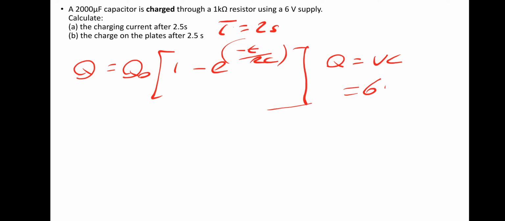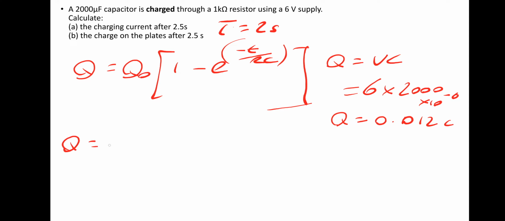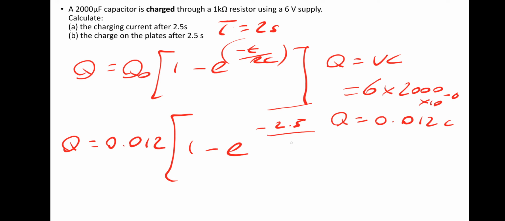So voltage is 6 multiplied by the capacitance of 2000 times 10 to the minus 6. That gives a maximum charge of 0.012 coulombs. So now let's use this equation. Charge is equal to max charge 0.012, brackets, 1 minus e to the minus t, so it's minus 2.5 divided by the time constant of 2. If you put that in your calculator, that will give you a charge equal to 8.56 times 10 to the minus 3, or 8.56 millicoulombs.